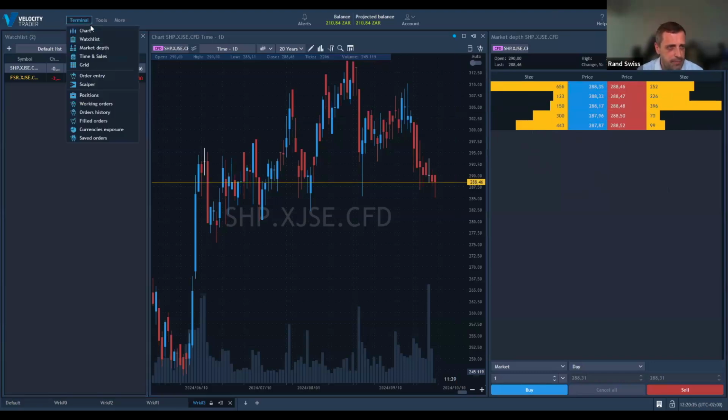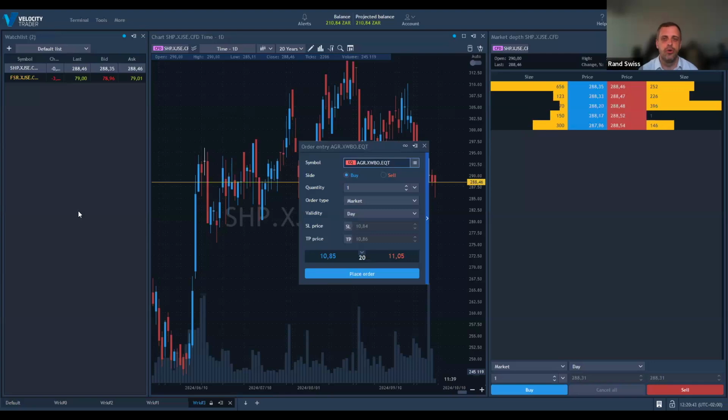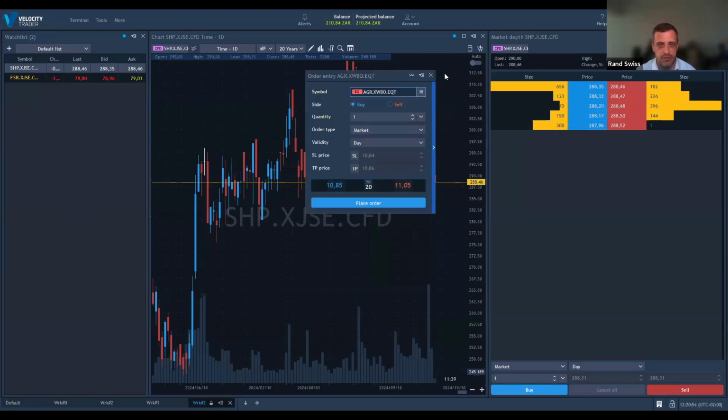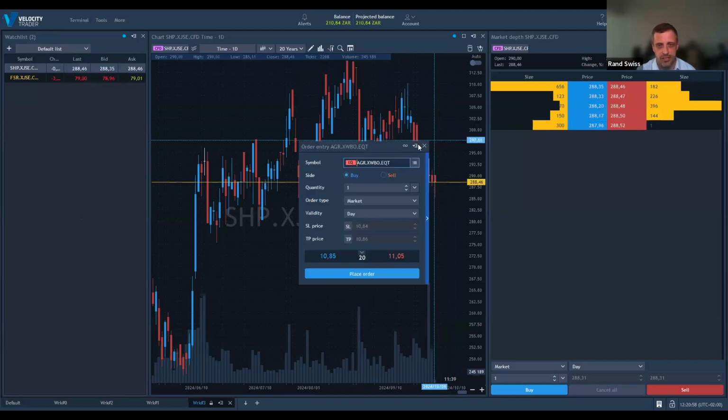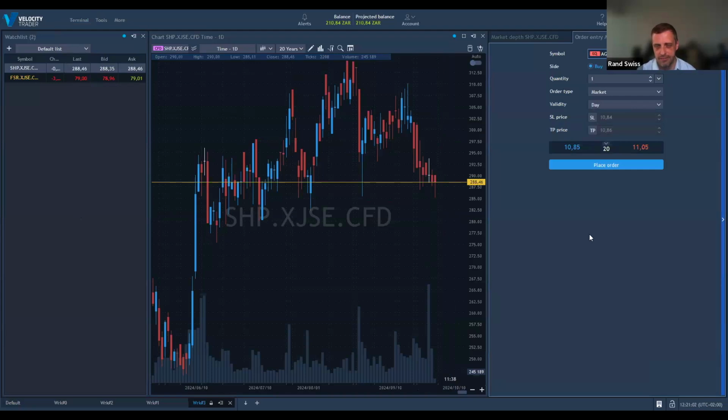Okay, then next up, you'll probably never use time and sales and grid, so we'll go to order entry. Order entry is the window you use to actually open and close trades. At the moment, it's not attached, so once I place my order, it will disappear. I like to keep mine attached. To do it, you just click attached, and there it is attached.